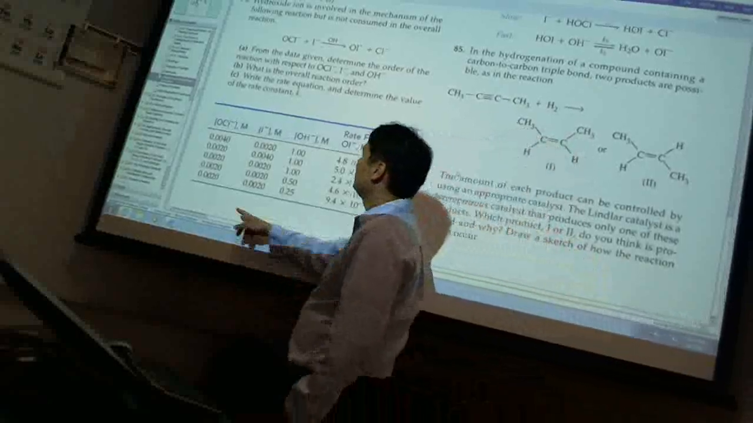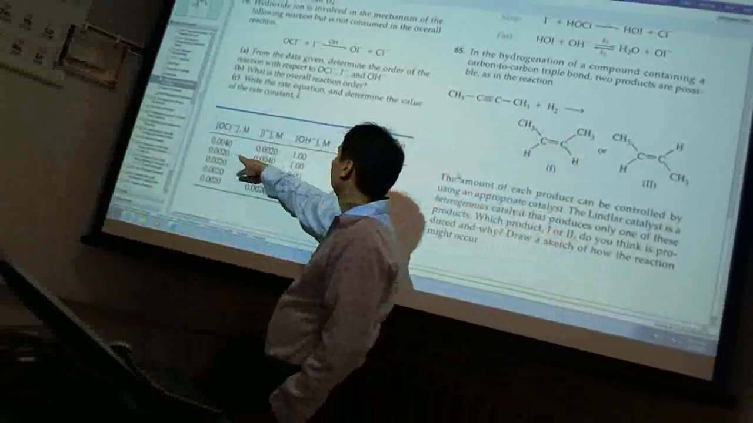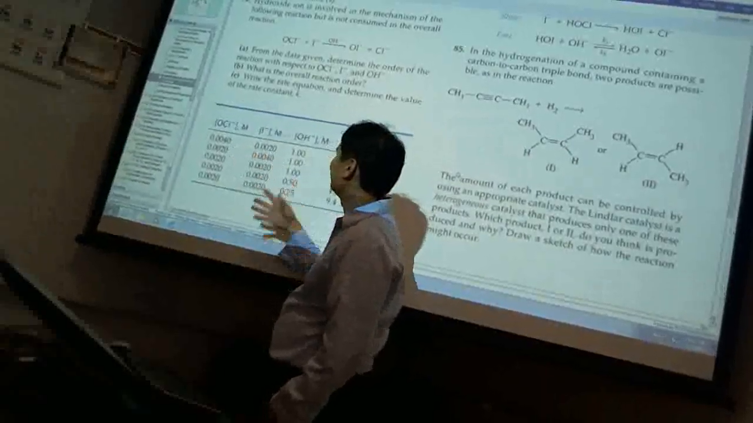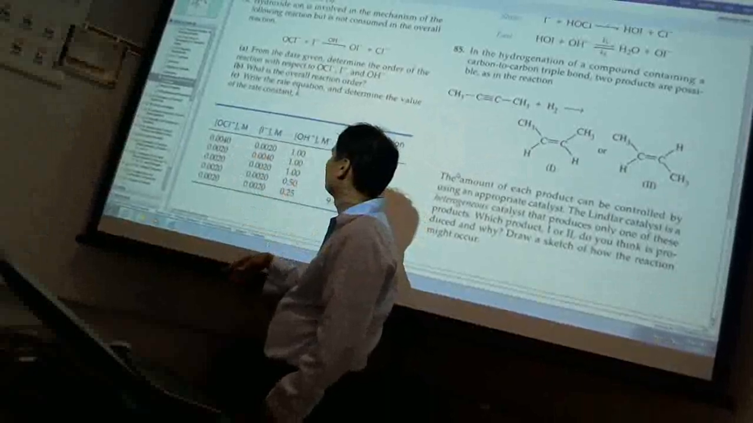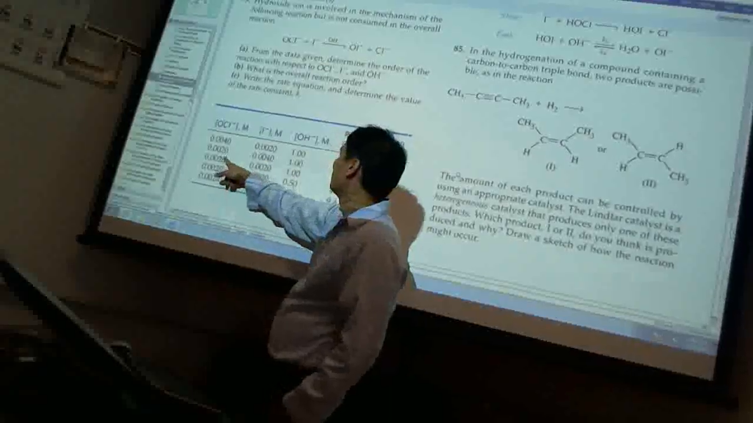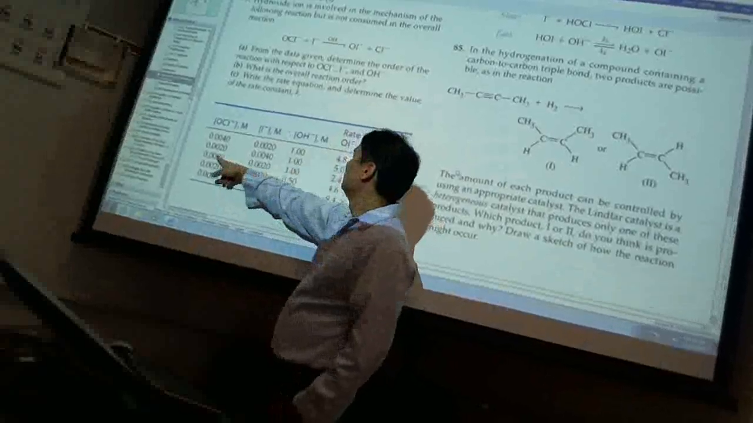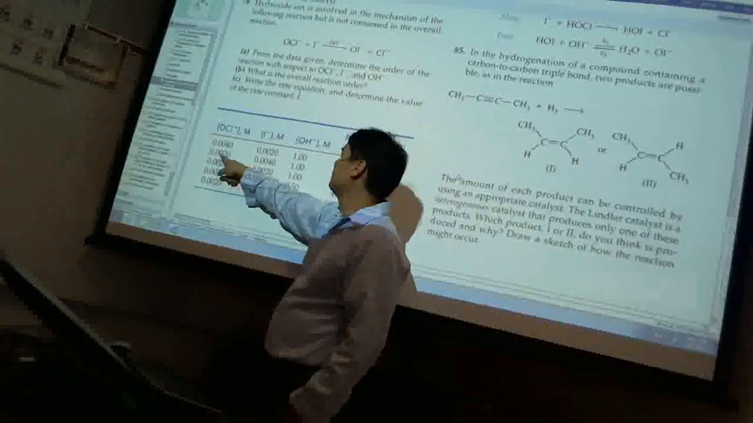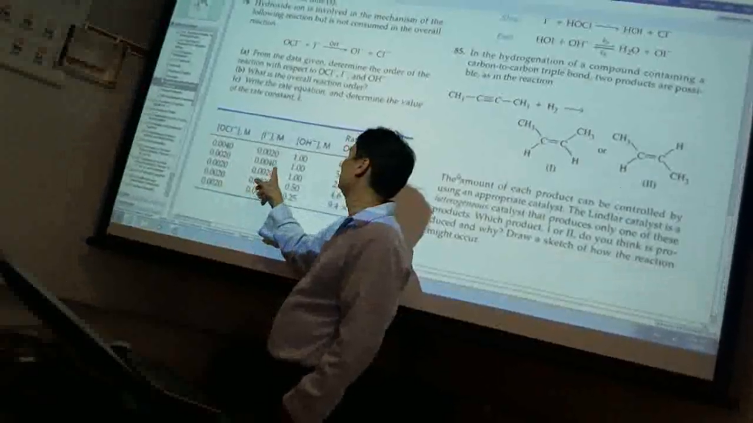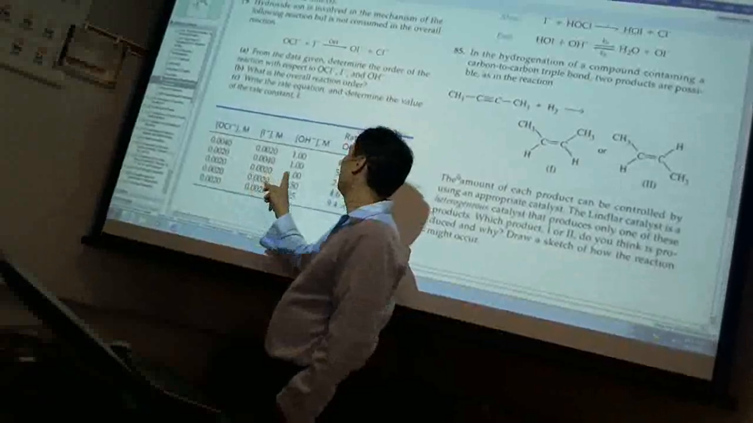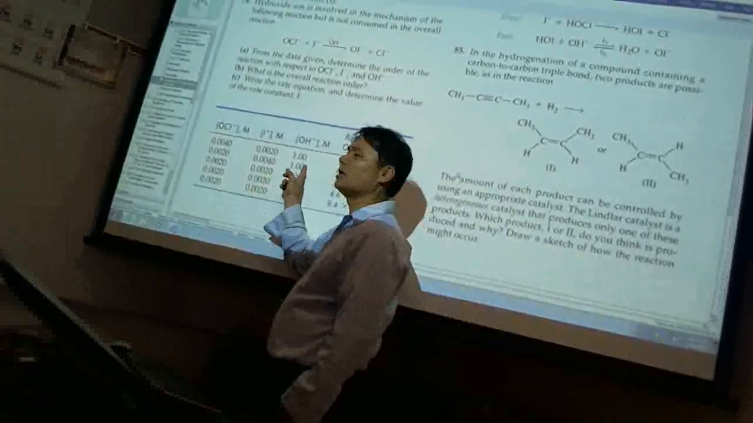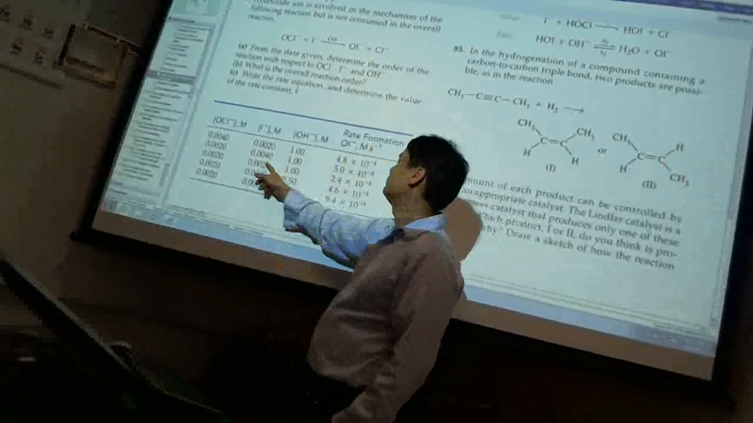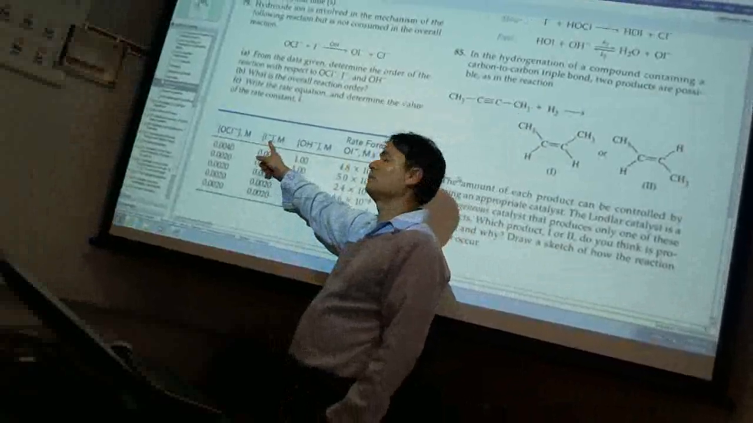And so let's take a look at the data here. Let's take a look at this 40 to 20, 20 to 40. That's too complicated. Let's find something simple. Something simple would be like this experiment. If you look at this experiment, 20, 20, and then this experiment above that. So we keep the hypochlorite the same, but we double the iodide, and we keep the hydroxide the same. And so if we double the iodide, what happens to the rate? It doubled. So it's going to be first order in iodide.